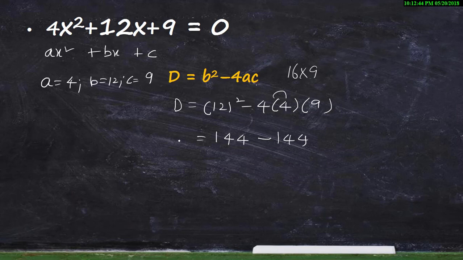Now the discriminant is becoming 0. Now what we know, when the discriminant becomes 0, the roots are real and equal roots. Now we'll check for this equation, 4x squared plus 12x plus 9.